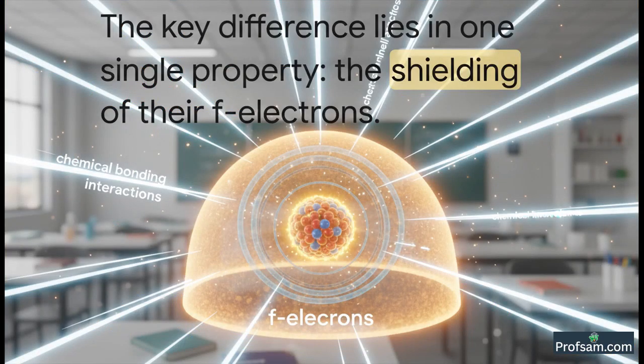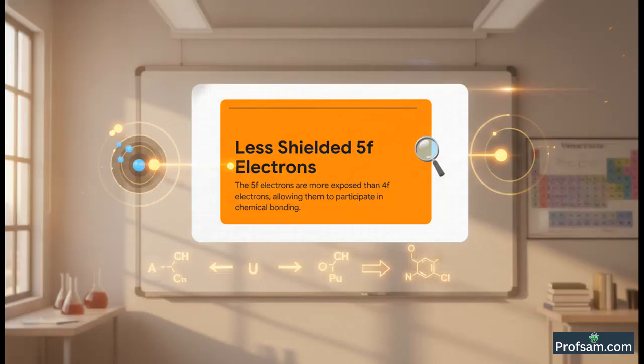The entire answer lies in just one property, the shielding of their F electrons. This single factor is the master key to understanding everything about their behavior. Okay, here is the core reason, the main idea. In the lanthanoids, their 4f electrons are buried deep inside the atom. They're completely shielded, so they just can't participate in bonding. But in the actinoids, it's different. Their 5f electrons are less shielded. And what does that mean? It means they are more exposed, and more available to actually participate in chemical bonding.